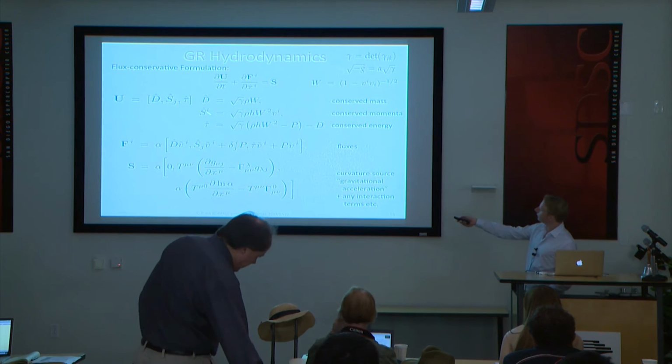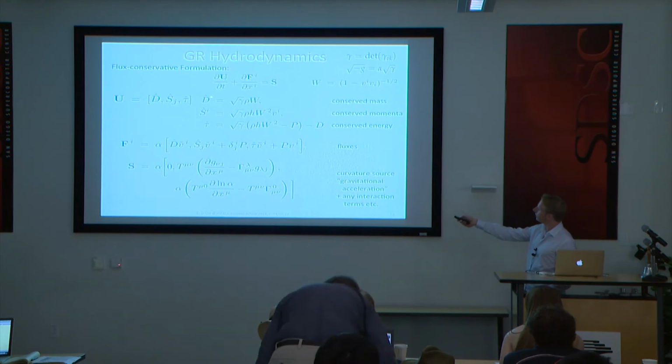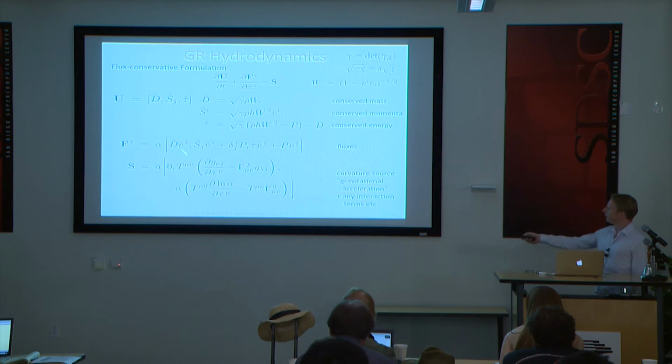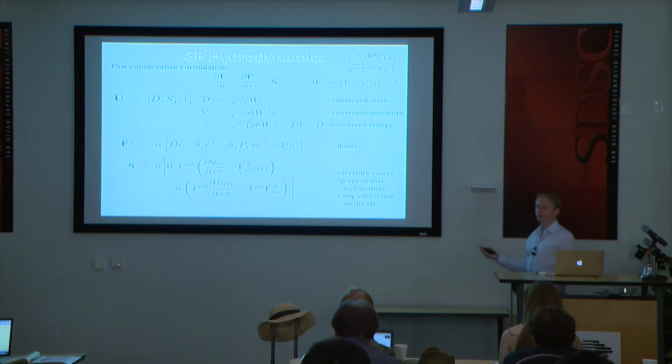You end up with a set of conserved quantities: a generalized density, a generalized momentum, a generalized energy quantity. You have flux terms for these, and you have source terms. The source terms are what, in your Newtonian hydro, would be the gravity source term, which would be an acceleration term. And this is what these terms are.